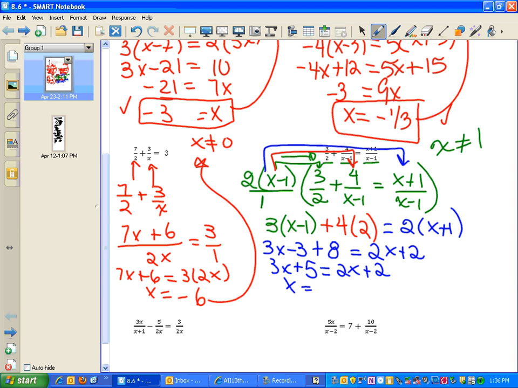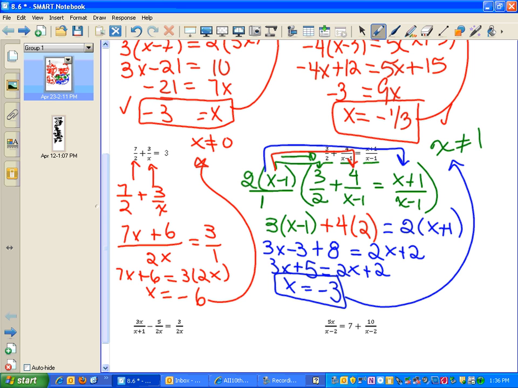X is equal to negative 3. Is this a value that's allowed? Because it's not 1. It just would take a long time and be a lot harder.